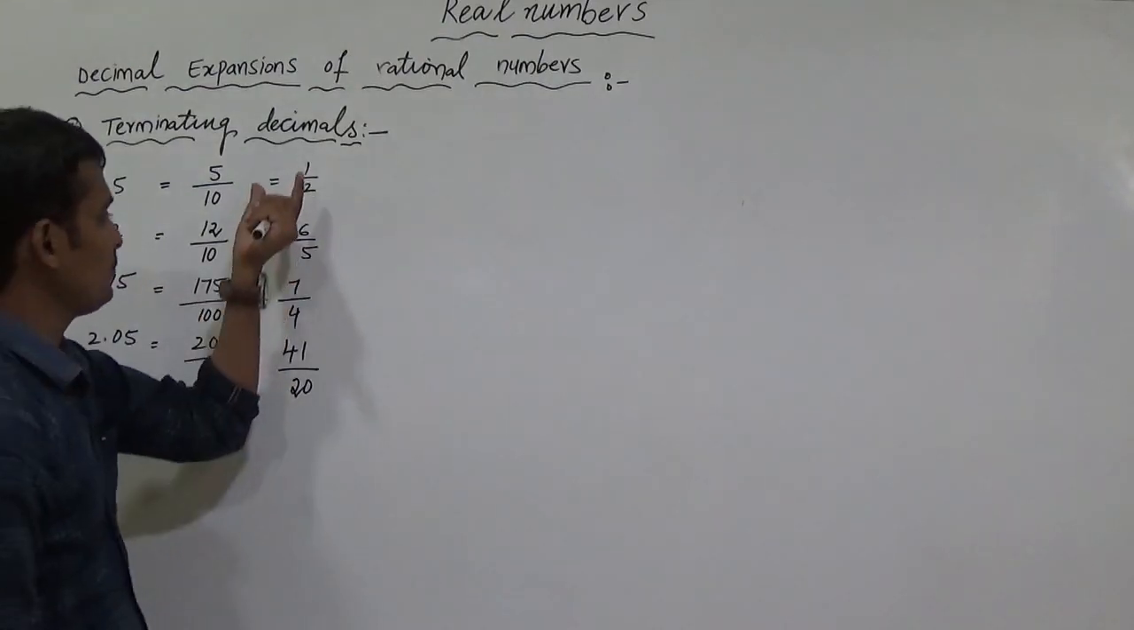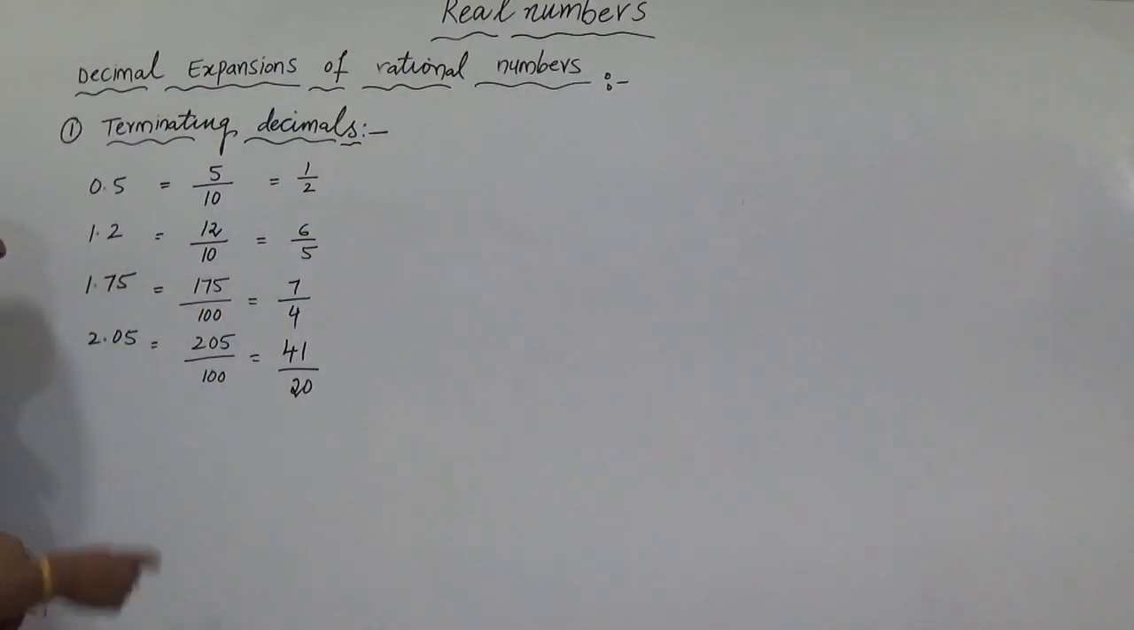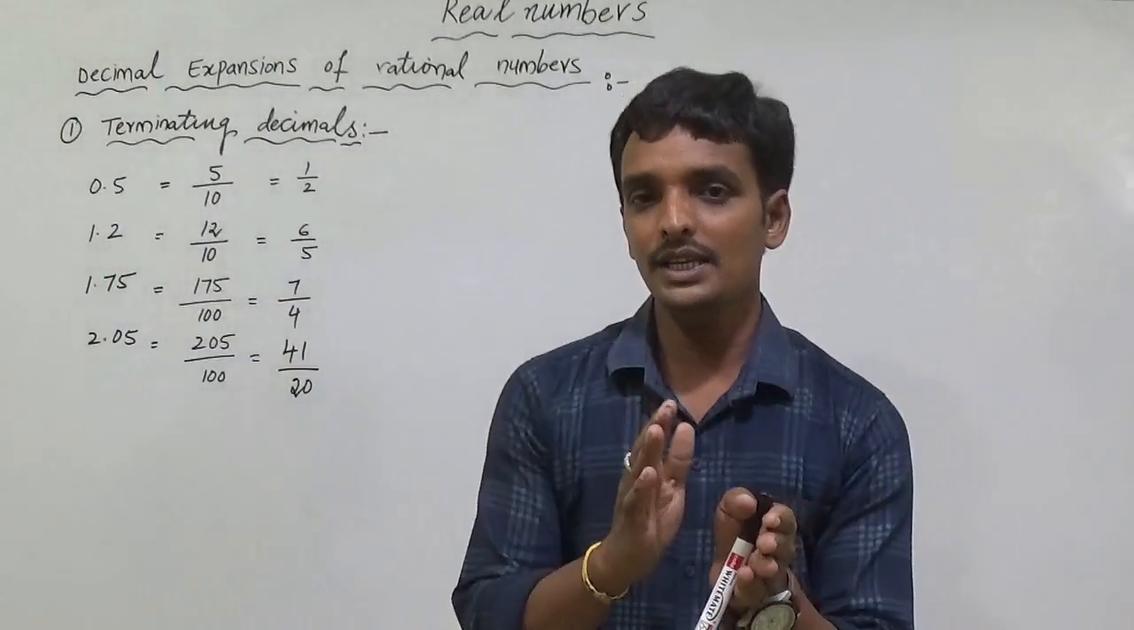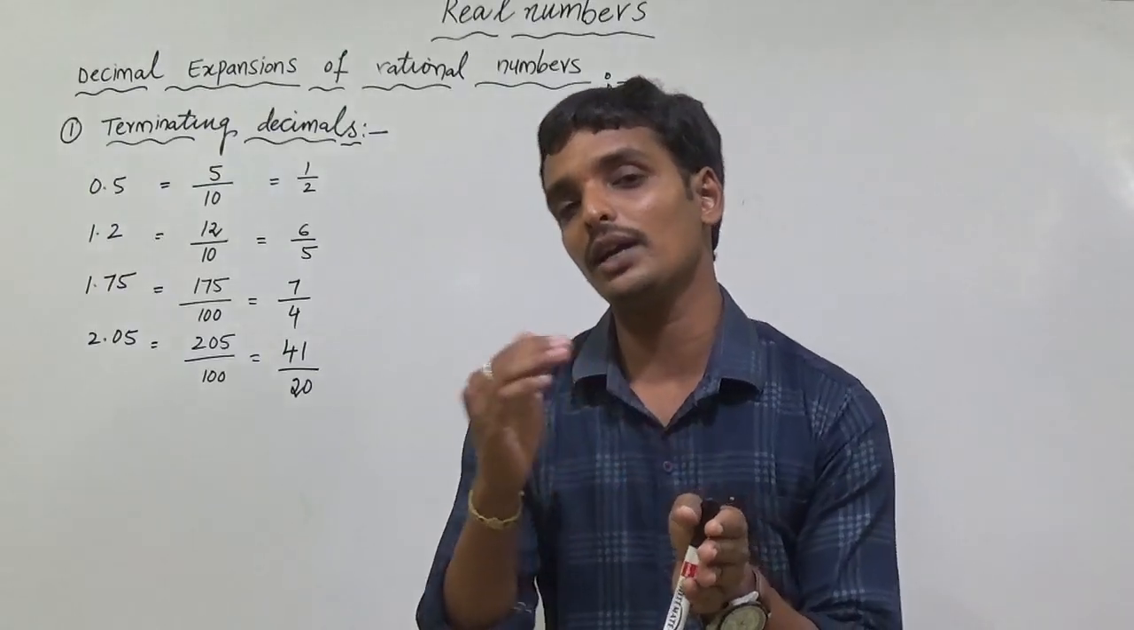So if you observe, already we know that these are the terminating decimals. These are terminating, if the rational number is converted into a decimal form.